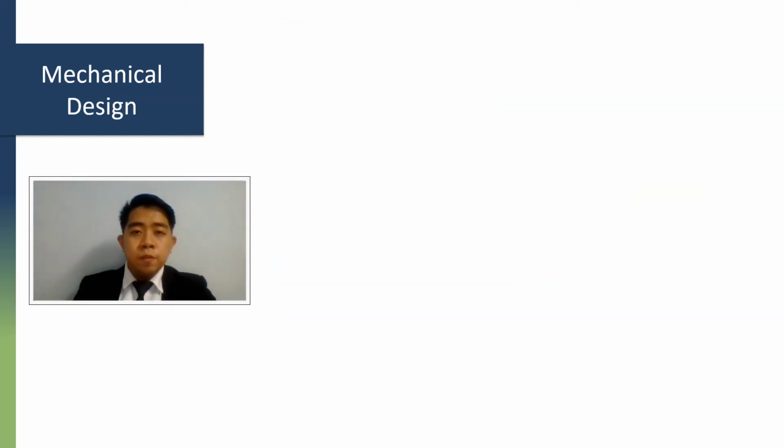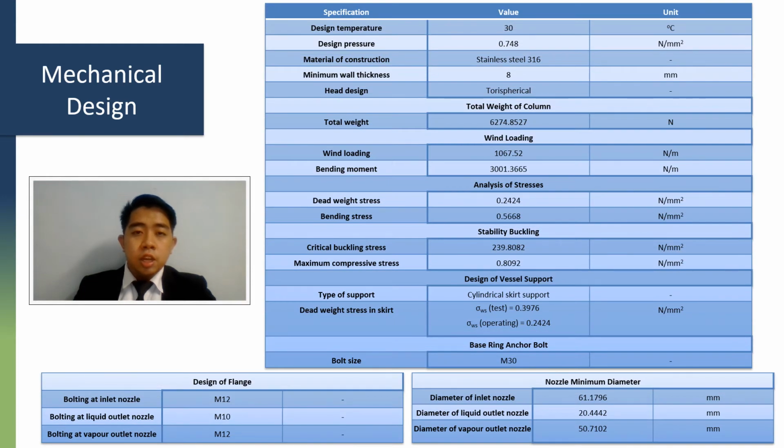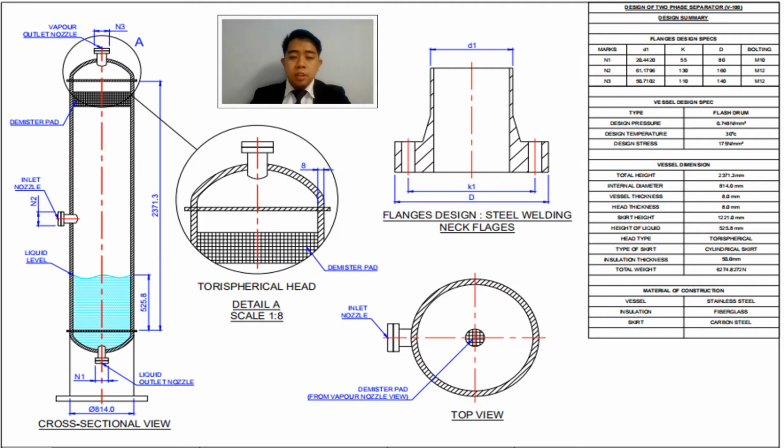As the result from the previous calculation, this is the data that we get. The weight of the vessel is 6,274 Newton and the head design is spherical. The operating temperature and pressure are 30 degrees Celsius and 0.748 Newton per square millimeter. The vessel uses a cylindrical skirt type of support and the diameter of each nozzle is shown as follows. This is the AutoCAD drawing of our vessel. The material of construction of our vessel is stainless steel, and the flange design of our nozzle is shown on the right of the slide. The insulation is made out of fiberglass and the skirt is carbon steel.